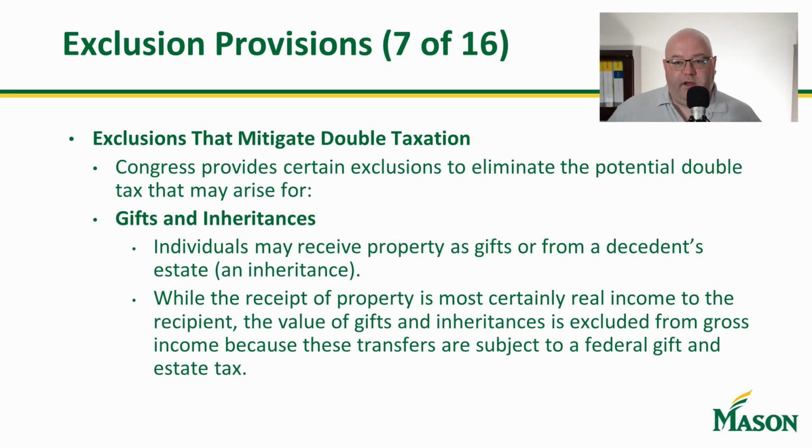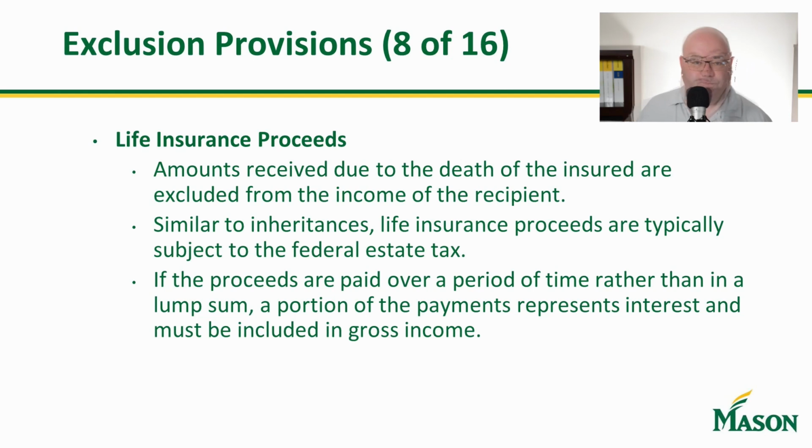Okay. Exclusions that mitigate double taxation. There are certain things they do to prevent this horrid concept of double taxation that sometimes happens. So you may receive property as a gift from a decedent. They're not going to tax the gift as income tax, but it falls under the gift tax rules, and you have to follow that. While the receipt of property is certainly income, the value of an inheritance is excluded from gross income because it will be subject to federal gift and estate taxes. And life insurance proceeds, amounts received due to death, are excluded from the income of the recipient.